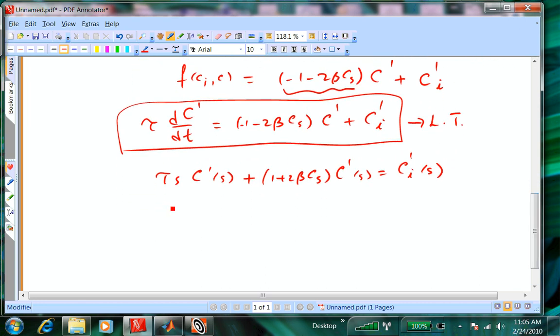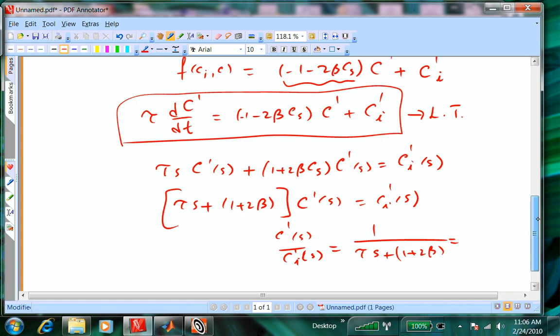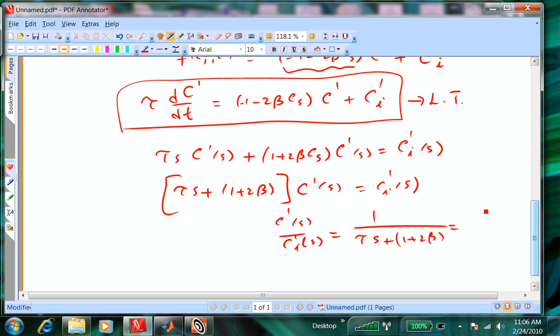And that gives you tau s plus 1 plus 2 beta CS multiplied by C prime(s) equals CI prime(s). So C prime(s) divided by CI prime(s) equals 1 divided by tau s plus 1 plus 2 beta CS. Sometimes you would see this written with the normalized coefficient being the second term, so you will see this written as 1 divided by 1 plus 2 beta CS, over tau divided by 1 plus 2 beta CS times s plus 1. All you're doing is dividing every term by 1 plus 2 beta CS to make the second term 1.